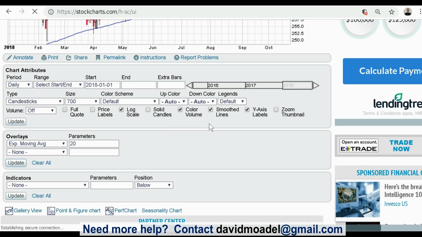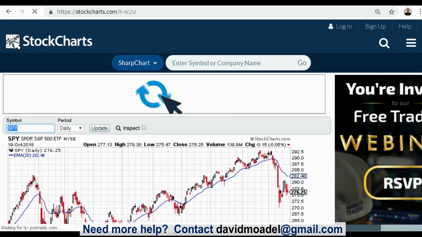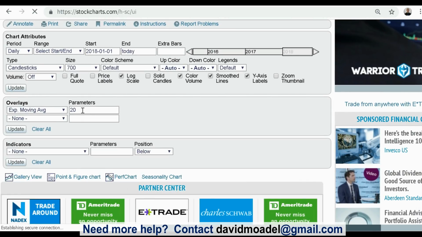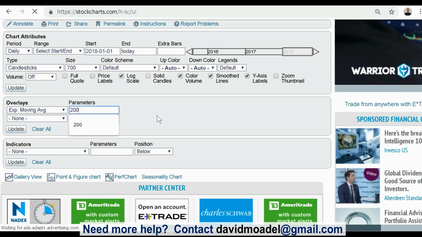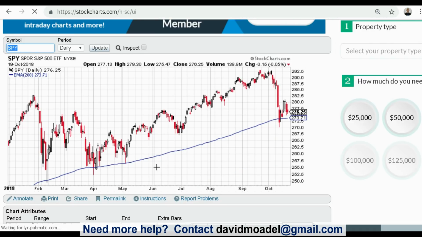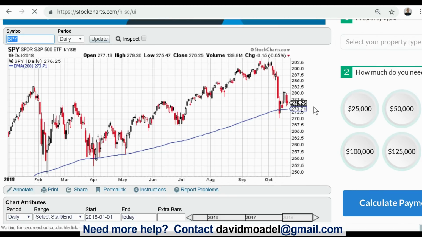Again, we're using stockcharts.com. Want to give them credit. Is the exponential moving average really that much different? Well, we got to change it to 200. There we go. If we put on the exponential, is it really that different? I would say no. In my experience, long term, the EMA and the SMA for the 200 are really not that different. And we could see here that it's not.